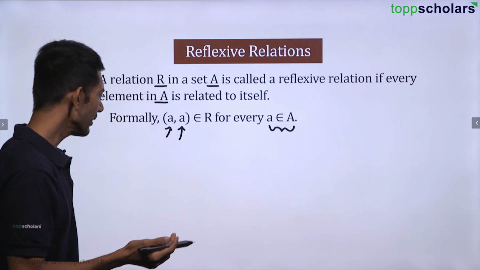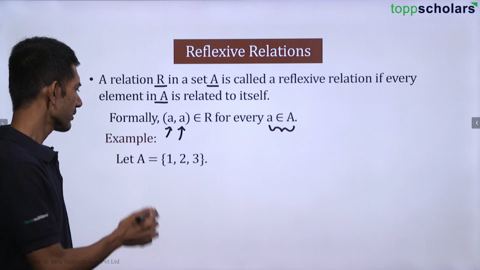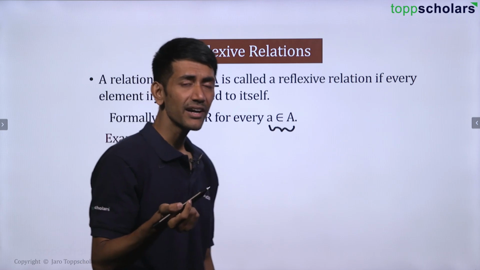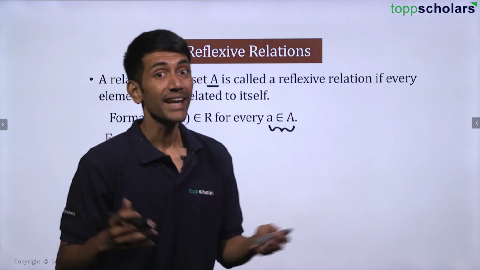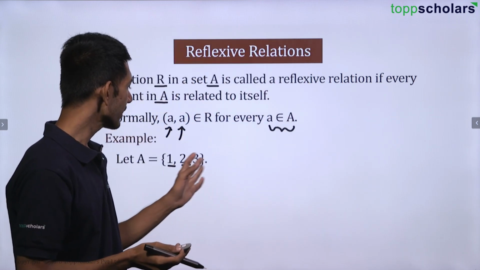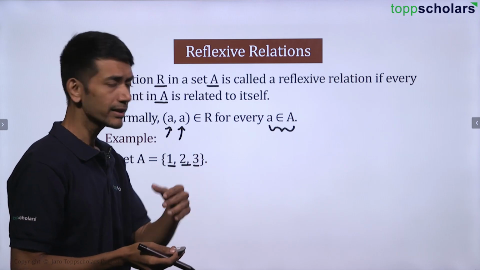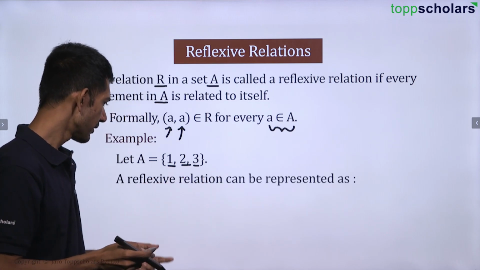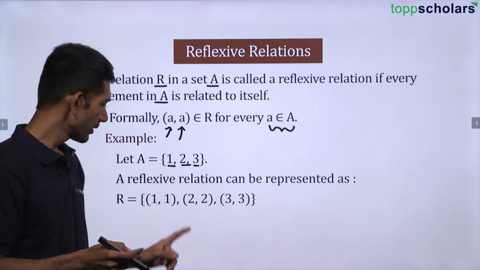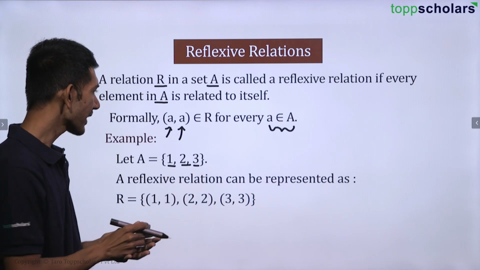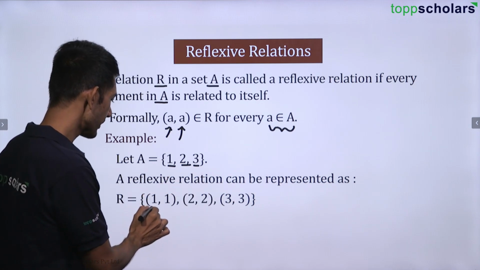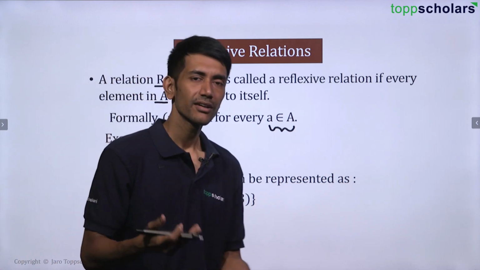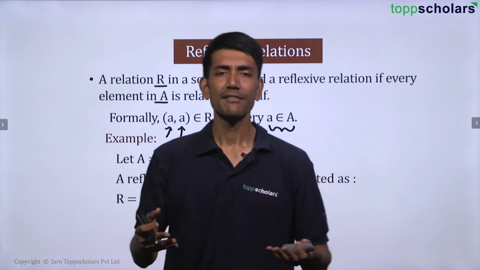You can have an example like this. Suppose A is a set {1, 2, 3}. Now, even if you take the Cartesian product A cross A, you get 9 different elements: (1, 1), (1, 2), (1, 3), (2, 1), (2, 2), (2, 3), (3, 1), (3, 2), (3, 3). So, if I define a relation R like this, which is (1, 1), (2, 2), (3, 3), can I say every element here is related to itself? So, that is a reflexive relation. A real life example.